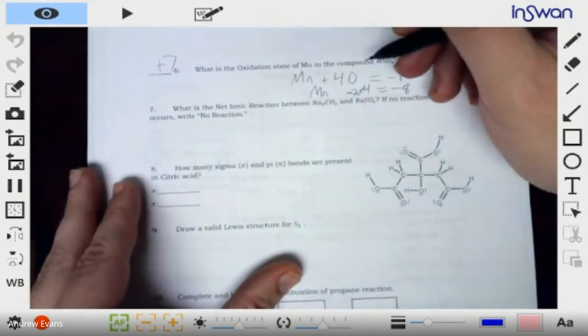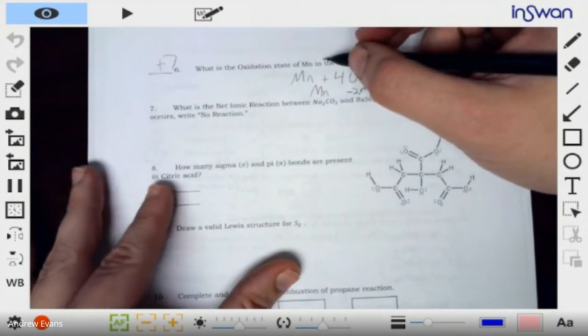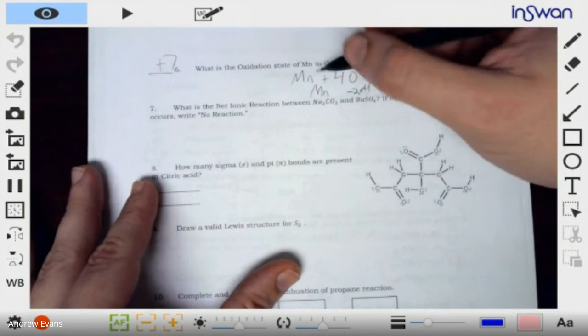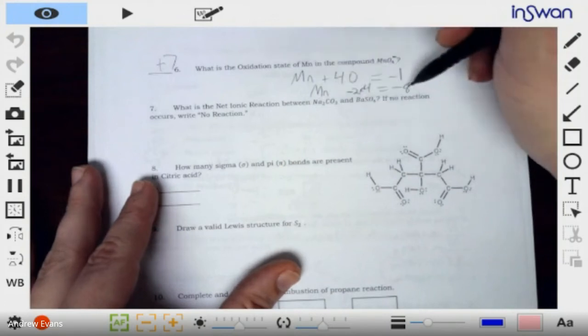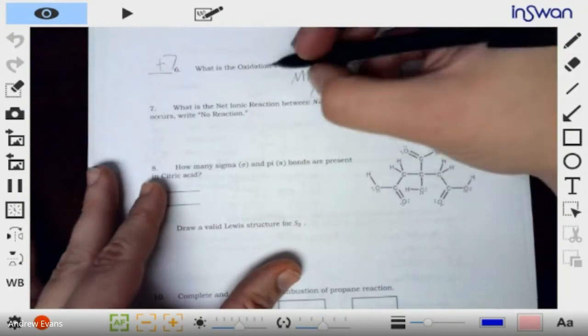Now, if you look at the periodic table, manganese is in group 7B. That is not a coincidence that 7B and 7 is our answer, though that will not always be the case.